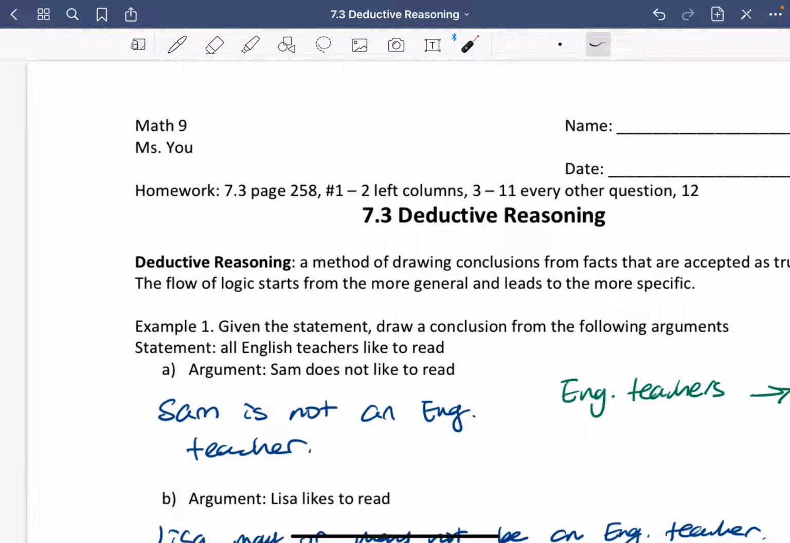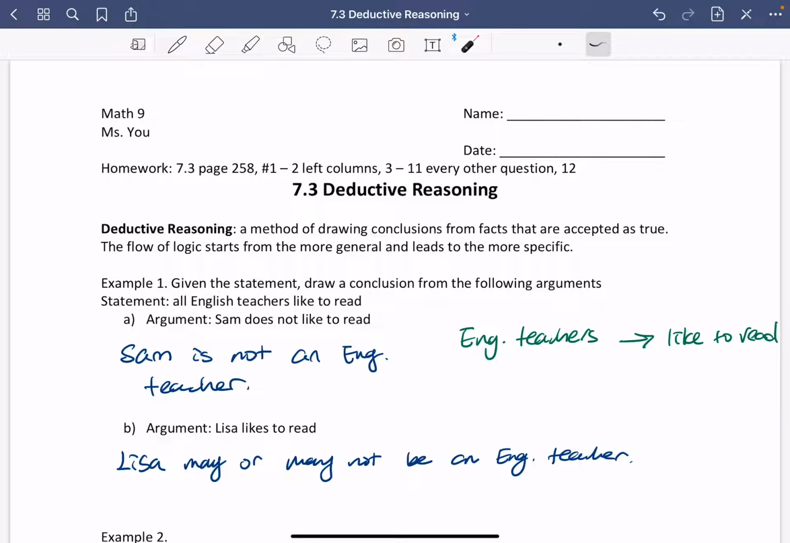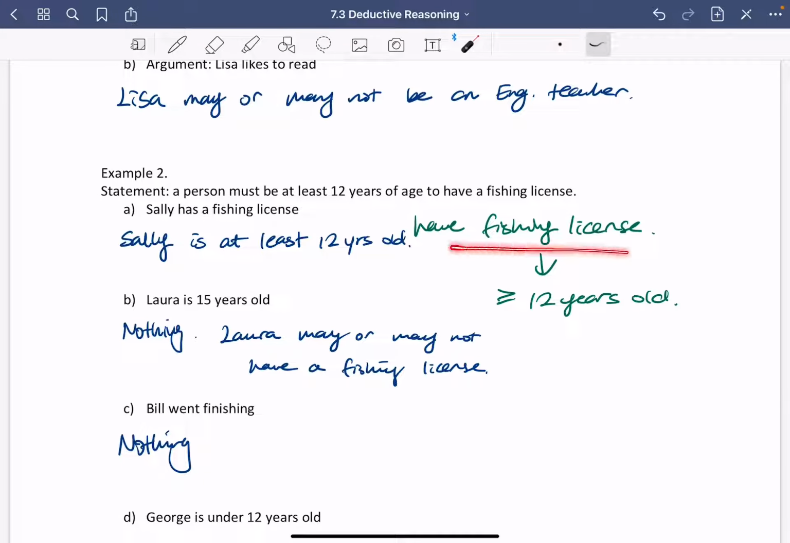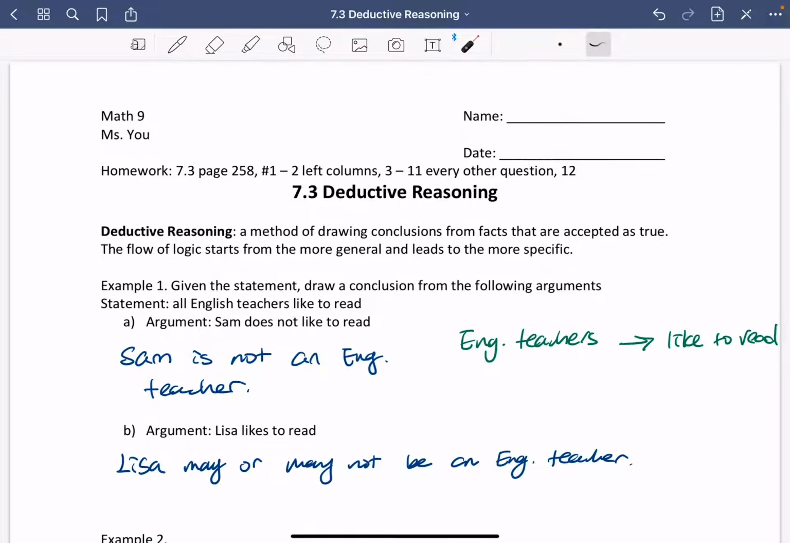Okay? All right. So we need to know the flow of the logic. If what, then what. And that will make your life a lot easier. If English teacher, then like to read. If having a fishing license, then more than 12 years old.